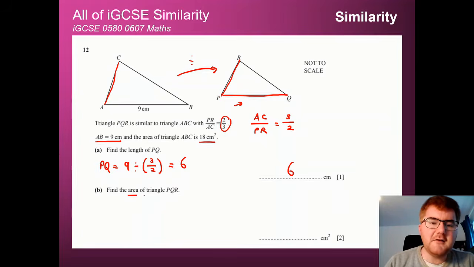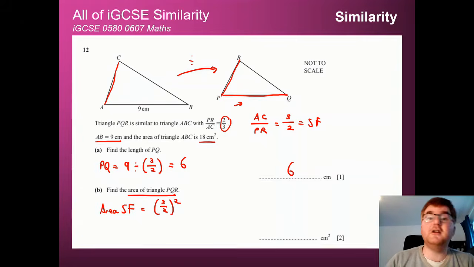And now to find the area of the triangle, well, I'm going to take my normal scale factor, which was this over here, and we're going to find the area scale factor. So we're going to do 3 over 2 squared. Again, I could work this out. I can also leave it as it is.